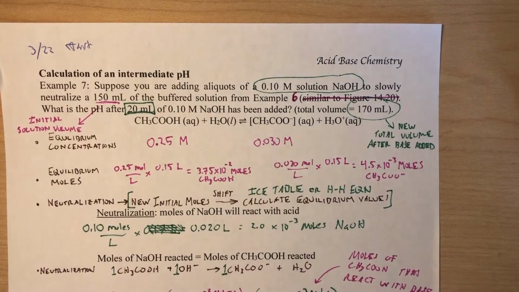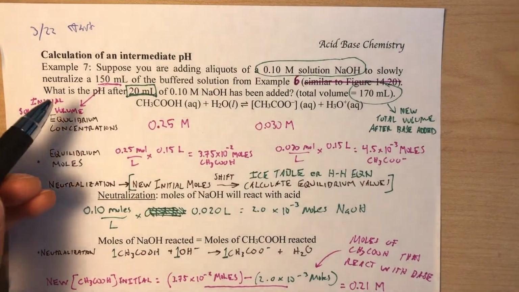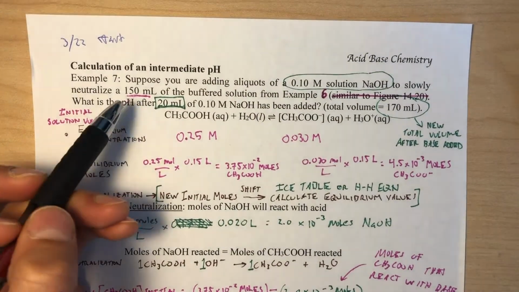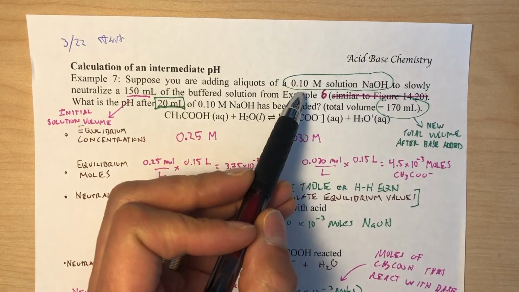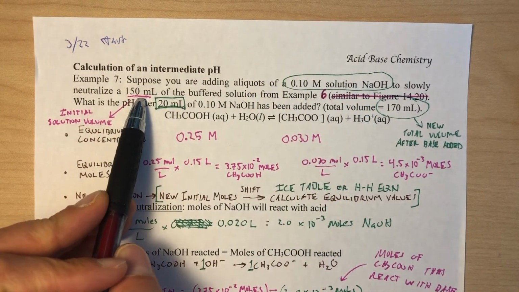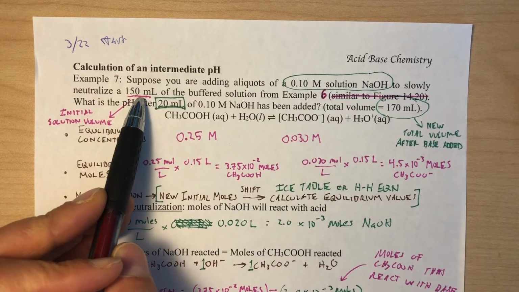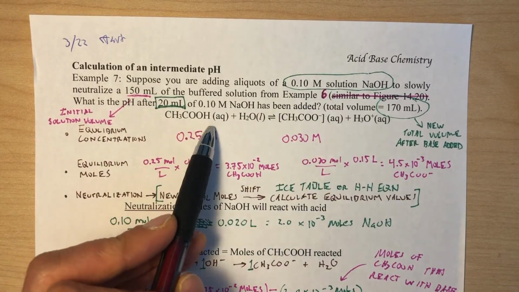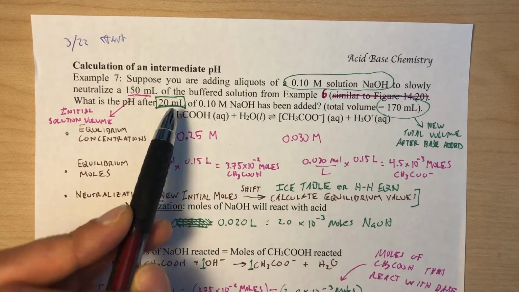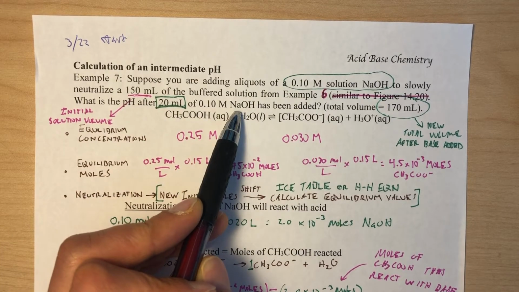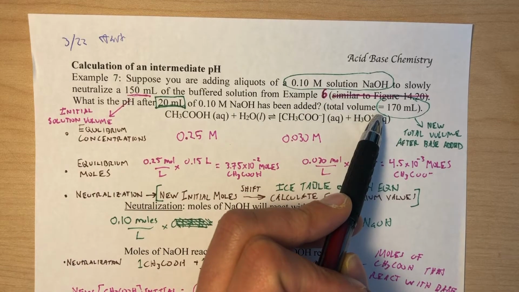Hi class, today we're beginning with the calculation of an intermediate pH as we continue our acid-base chemistry. Suppose you are adding aliquots of a 0.1 molar solution of sodium hydroxide to slowly neutralize 150 milliliters of a buffered solution from example 6. So this is with acetic acid. What is the pH after 20 milliliters of that 0.1 molar solution of sodium hydroxide has been added? Then you get a new total volume of 170 milliliters.